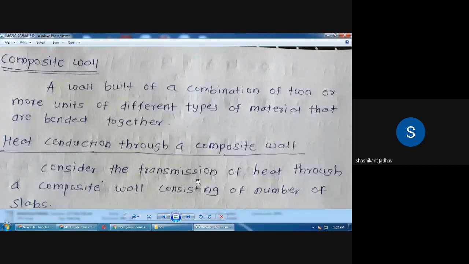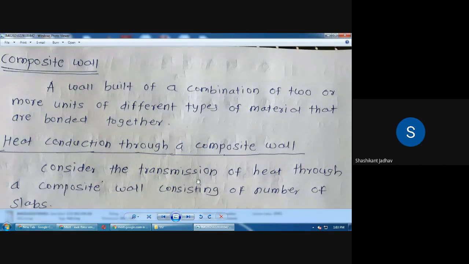Okay, so first of all we have to write down the definition of the composite wall. So what is meant by composite wall? Write down: a wall built up of a combination of two or more units of different types of material that are bonded together. Okay, so this is the definition for the composite wall.